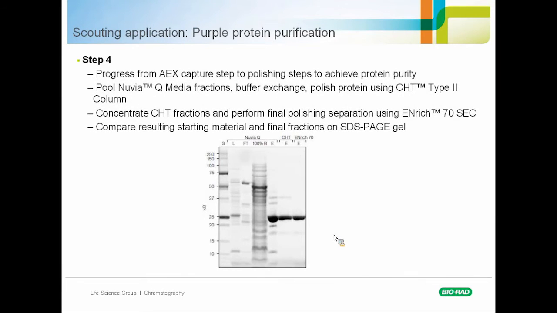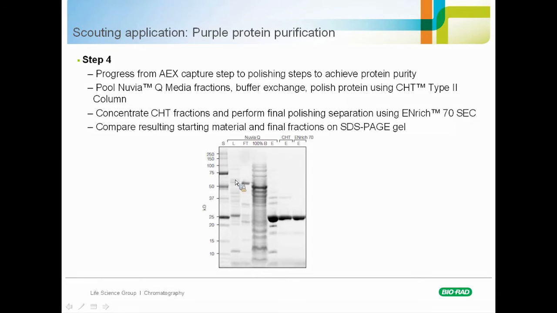So to summarize this scouting approach, it's a way to quickly determine the optimal purification conditions for your target protein. And having a well-optimized purification strategy is essential to then be able to automate this into a 2D or a multidimensional purification procedure. In the final gel that we're seeing here, we can follow the purification process from start to finish. In the left-hand lane, we have the molecular weight standards. The one next to that is the crude feedstock or the loading sample, where we can see the target band at 25 kilodaltons.